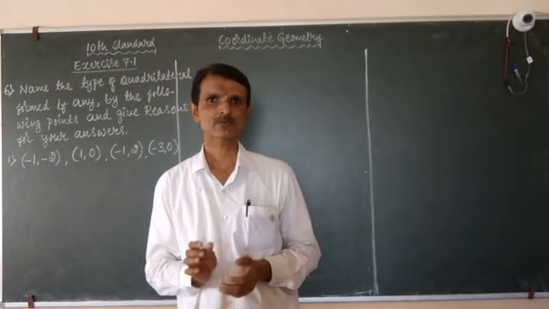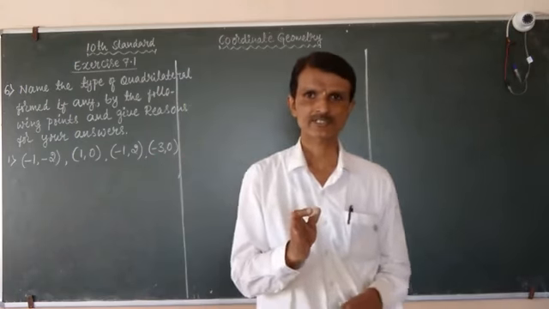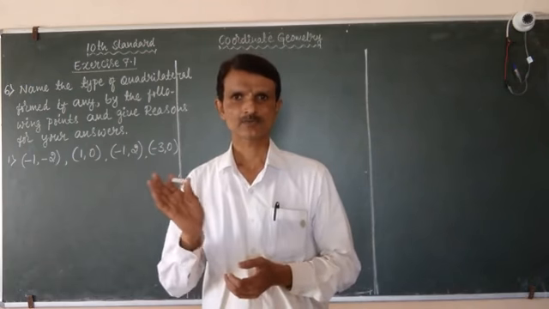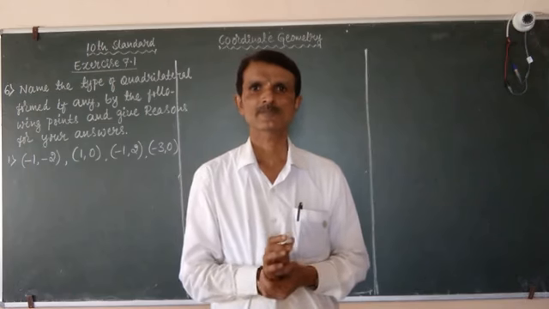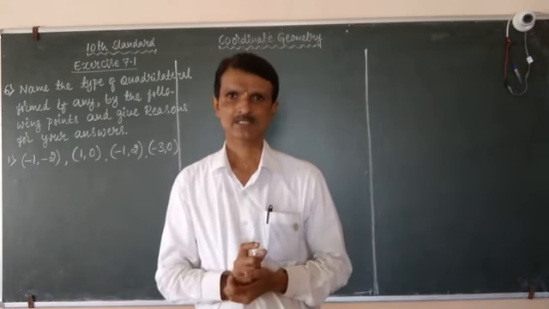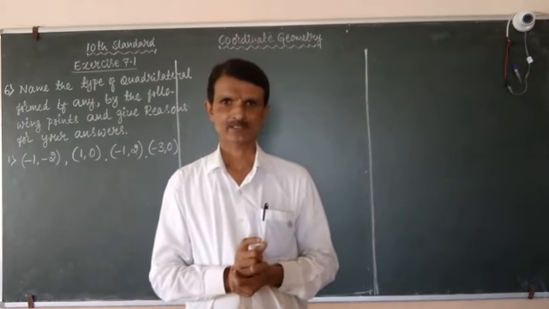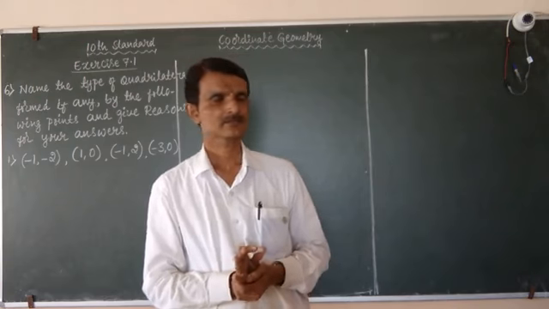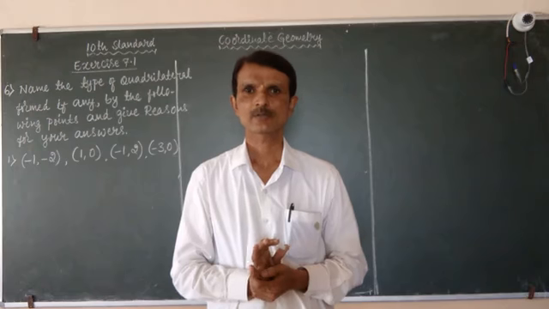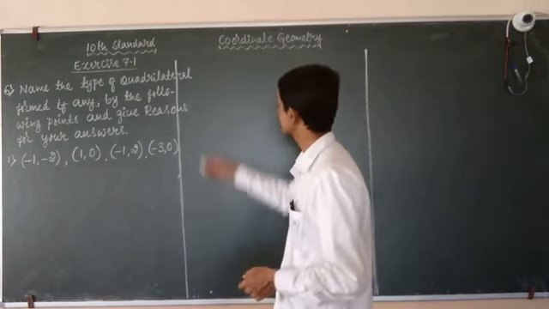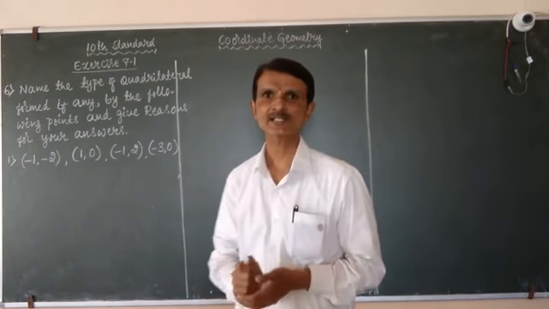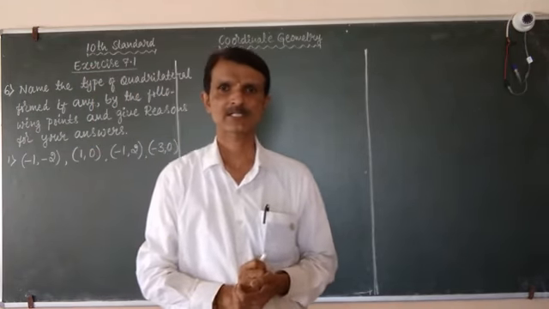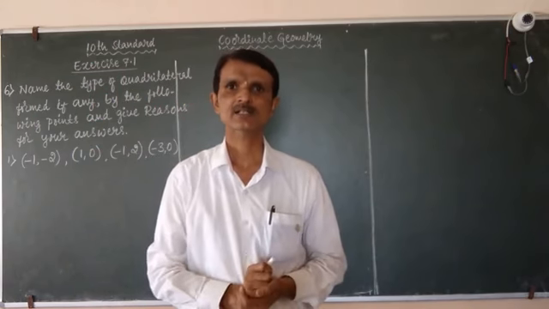For that, students, we have to remember the definitions and the properties of the types of quadrilateral. For example, a rectangle is a plane figure bounded by 4 sides. The opposite sides are equal, all the angles must be equal to 90 degrees, and the diagonals are equal.